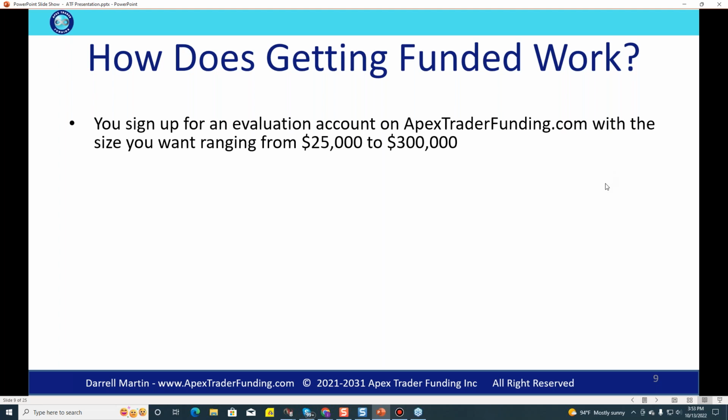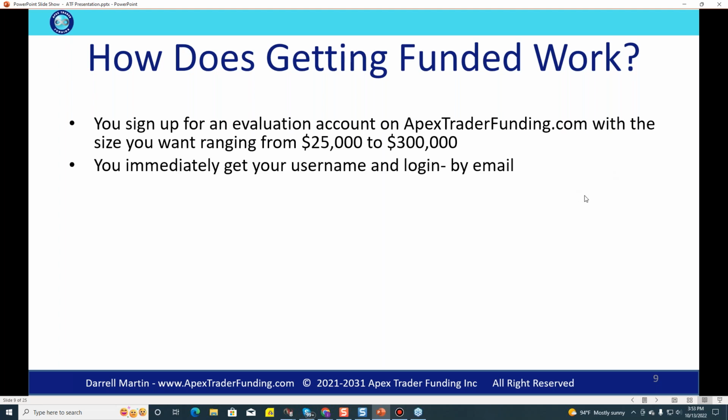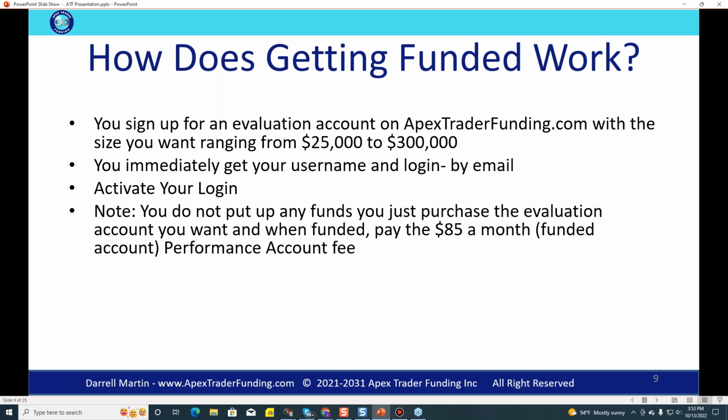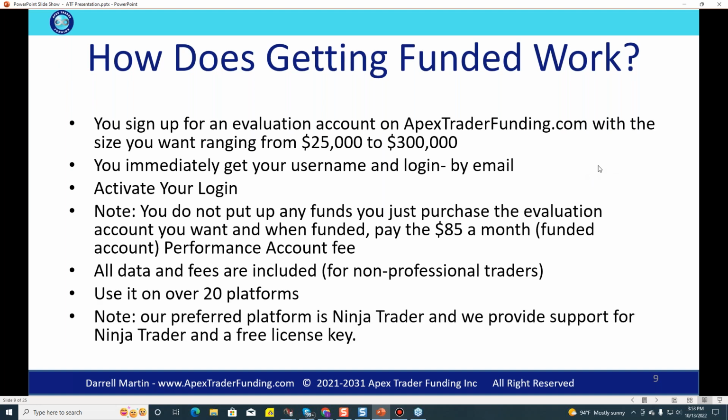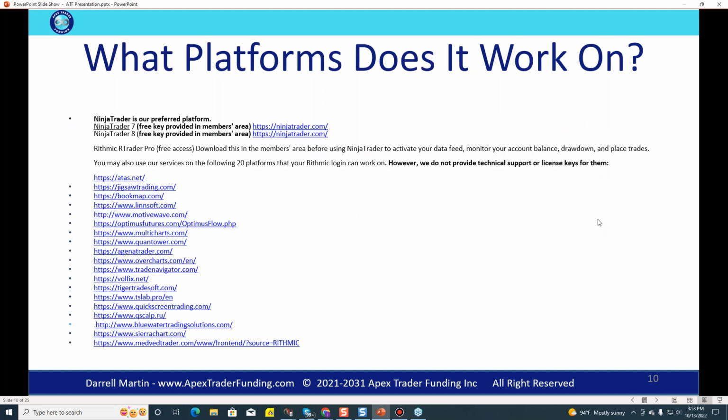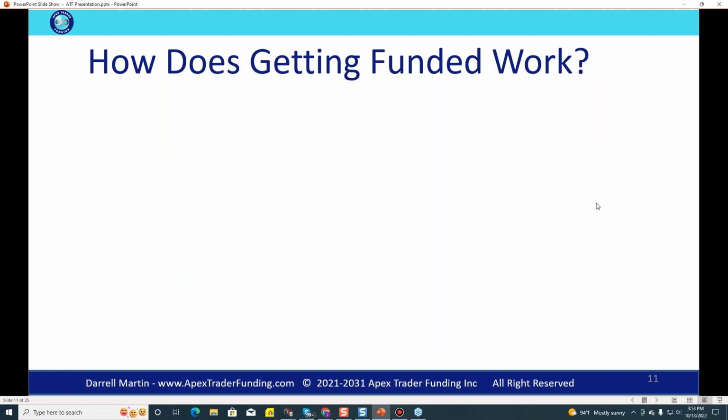You hop on the website, you can choose an account anywhere from 25,000 to 300,000. You immediately get an email with your username and password. You can immediately log into the back end of the website, activate your account, see everything you need to pop in and install, watch a few videos. It's real easy, and be trading. Use it on over 20 different platforms. NinjaTrader is our preferred platform that we provide support on and also provide a license key with. I'm going to actually, guys, show you where you can get a lot more information here as well.